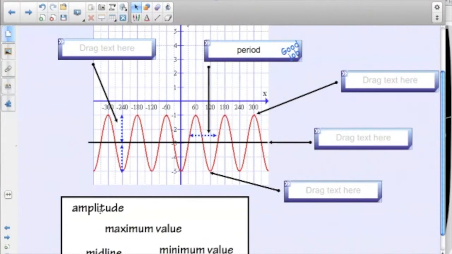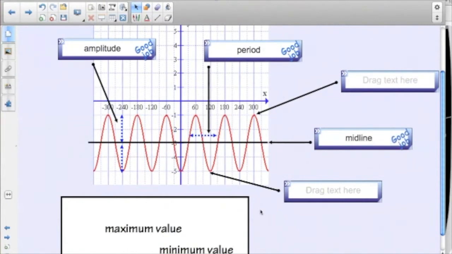The amplitude. Well, the amplitude is going from the middle up to the top or from the middle down to the bottom. So the amplitude. Oops, not clicking on something. And I got it in the box. Good job. The other thing, this black line going right through the middle, is called the midline. Appropriate name.